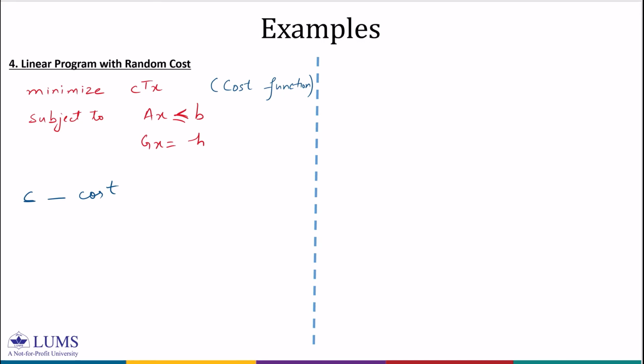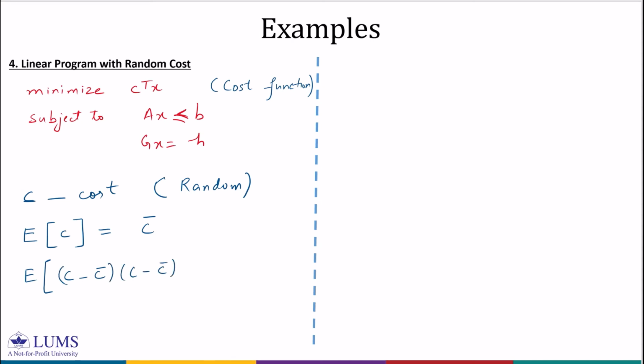So in some cases, we do not have perfect knowledge about c, or we can say c has some randomness, and we have some knowledge about c. For example, what we know is the expected value of c, that's denoted by c bar, and we know the expected value of (c minus c bar) times (c minus c bar) transpose is given by a matrix sigma, which is the covariance matrix. So what we know about c is that c is random. We know the average mean value of c, and we know the variance of c.